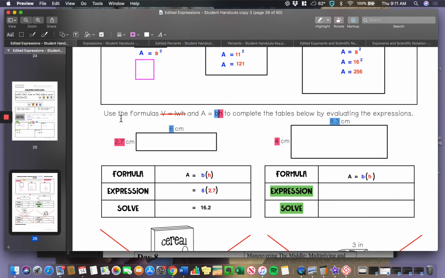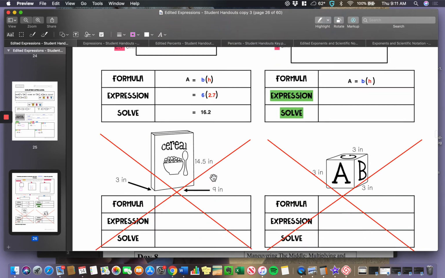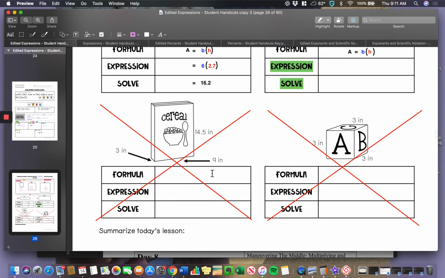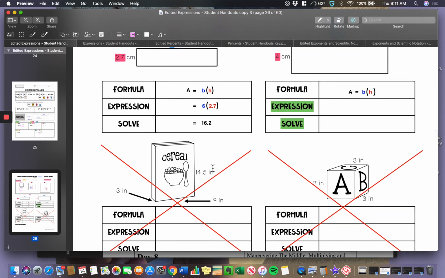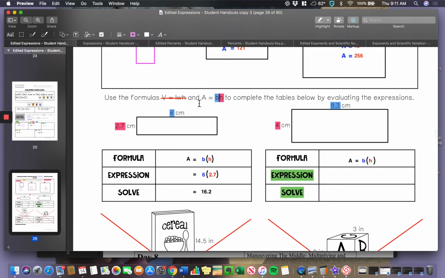Alright. Now, I crossed out this formula right here, volume equals length times width times height, because I crossed out the bottom of your page where you would use that. So you don't have to do that today. However, you do need to do the area of the rectangles, which is the base times the height. So, to complete the tables below by evaluating the expressions, remember, evaluating means to solve.